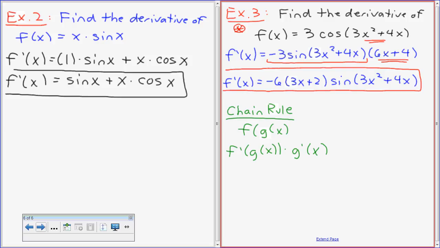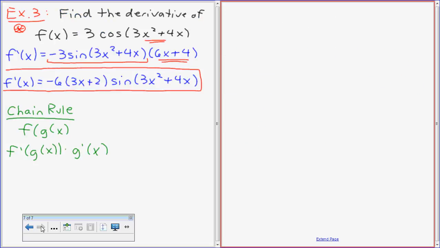And that's what I did there, right? f is cos of x, g is 3x squared plus 4x. Okay, I'd like you guys to try this chain rule for me right now. Example 4.